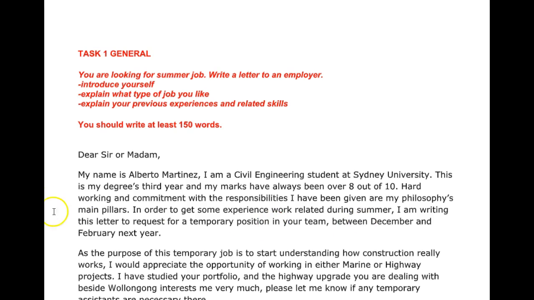So, for example, Dear Sir or Madam, I'm writing this letter to request a temporary position on your team between December and February of next year. My name is Alberto Martinez, and I am a civil engineering student at Sydney University. Okay, and then the rest of it makes sense. But it's always best to have the first sentence be the purpose for your letter.